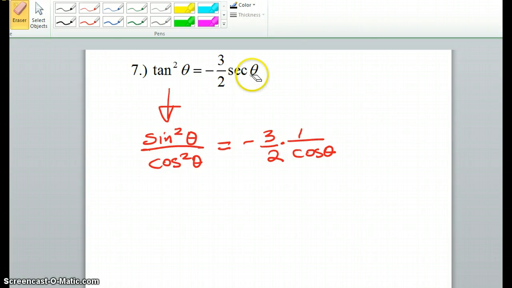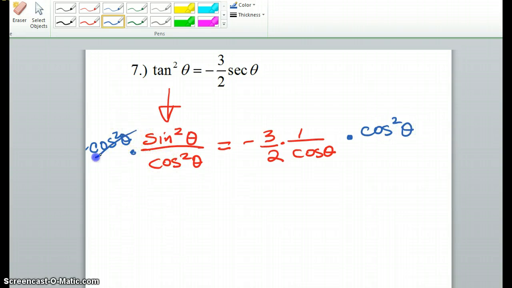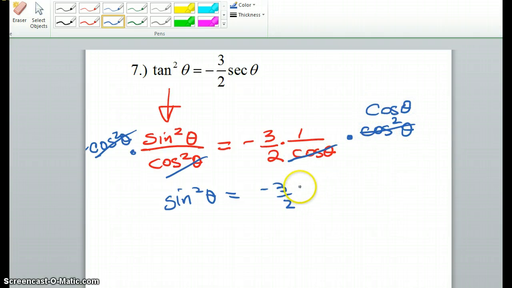Okay, so first thing you should do is multiply both sides by cosine squared theta. Whoa, that wasn't on the page. Cosine squared theta, both sides. This cancels with that, and you're left with sine squared theta equals negative 3/2. And on the other side here, we're going to have some cancellation going on. So one of those cosine squared theta cancels with that, so you're left with cosine theta. So that's on the top, so it's just cosine theta.